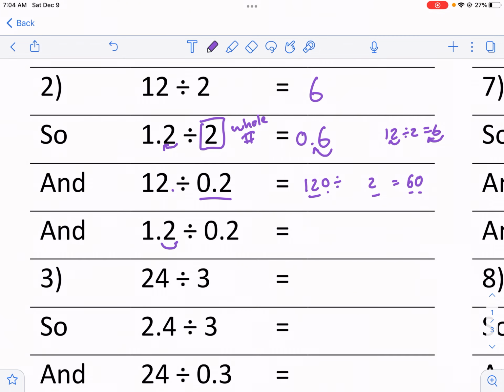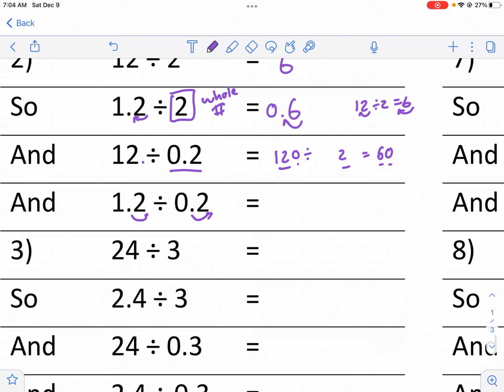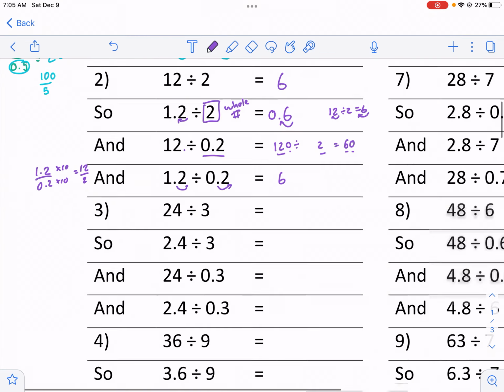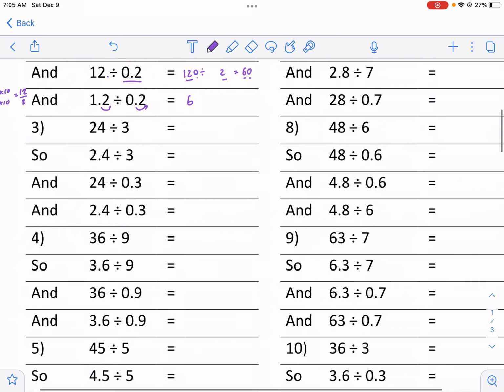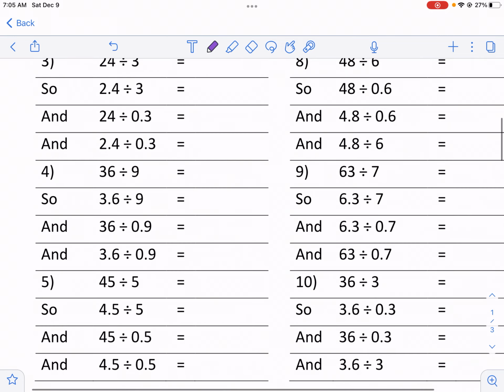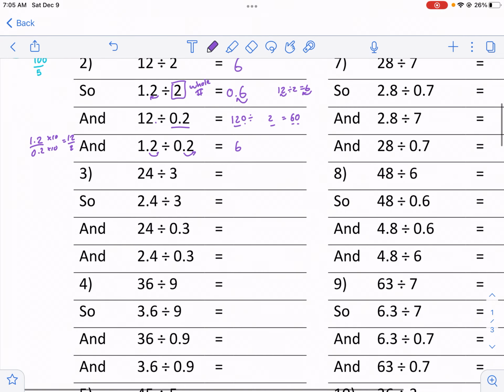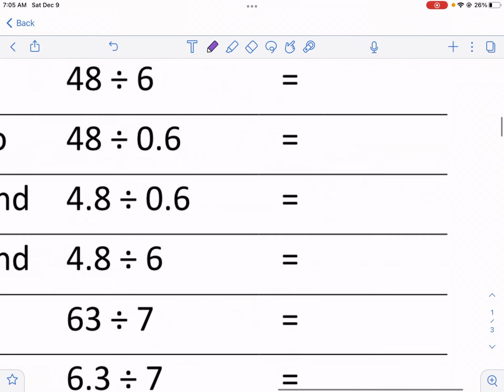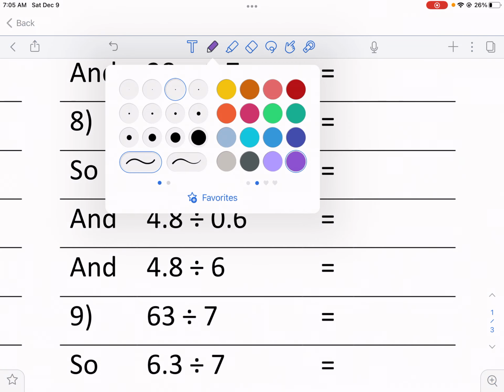Okay, this one's a little bit easier because we have the decimals in the same spot. So we're going to move both of them over. And just to show you how easy that is, if I have something like this, I'm going to multiply the top and bottom by 10, and that gives me 12 over 2, 12 divided by 2, and that equals 6. And that's what we're going to do for all of these problems. All of them are in a very similar format, so you're going to get the hang of it, hopefully. Let's jump over to, I guess, number 8. We'll end on number 8.